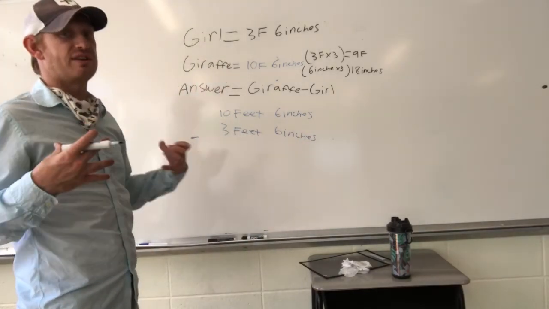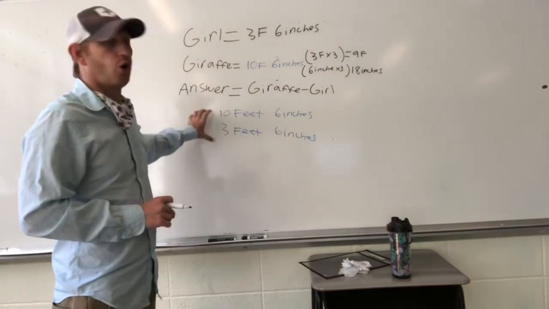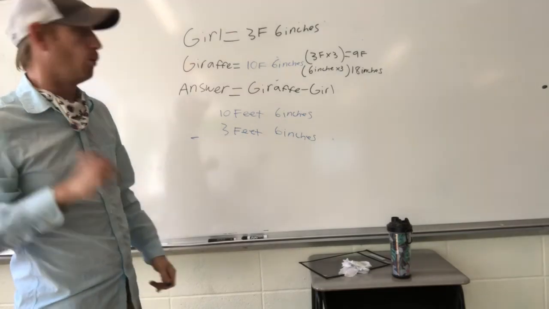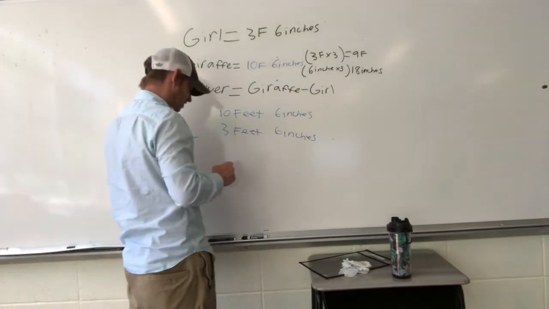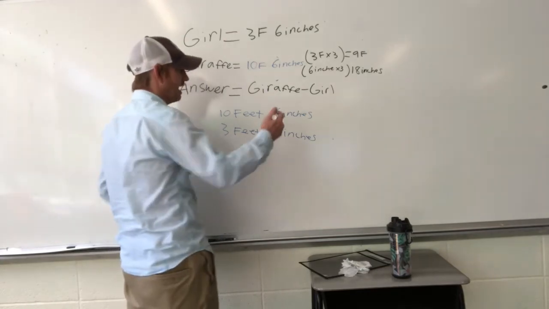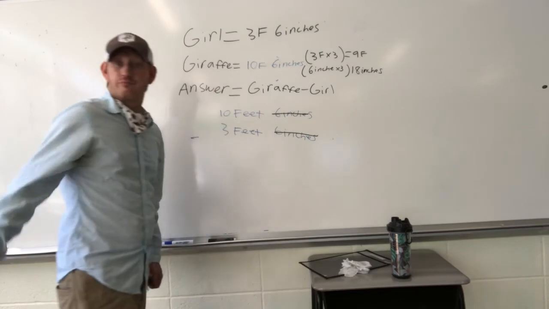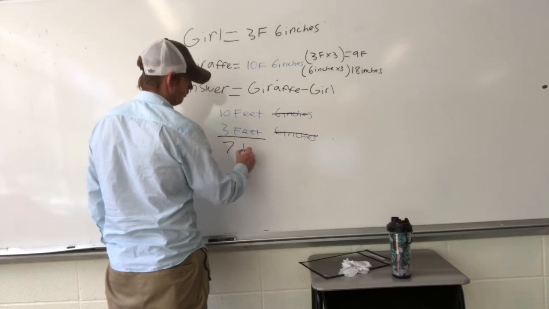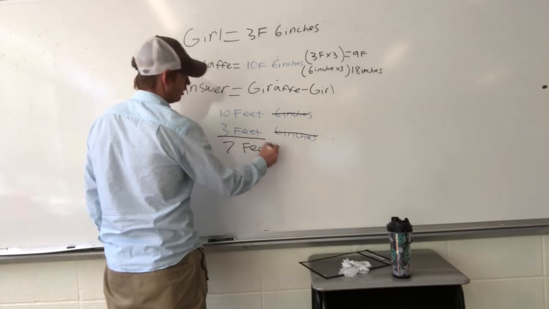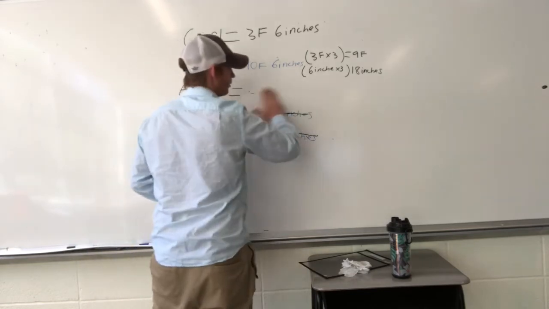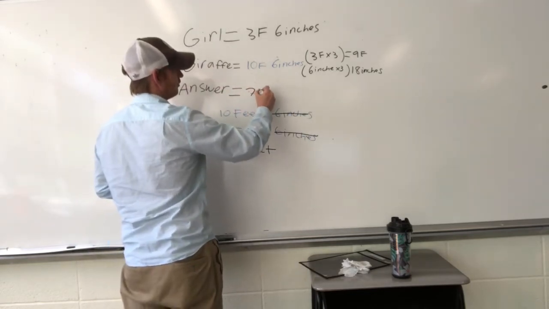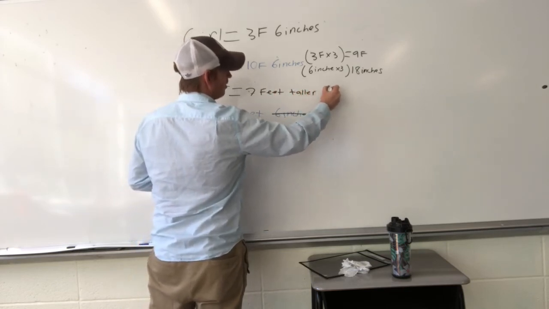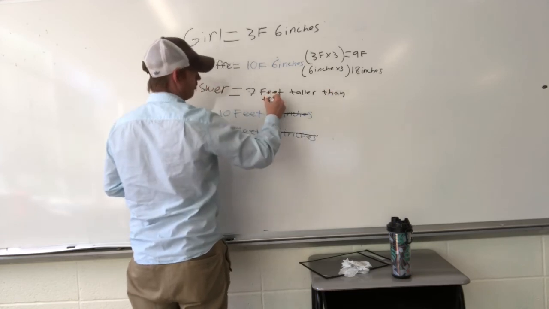If we wanted to expand this out and really be careful, we could convert the whole thing into inches and then subtract through, but I'm noticing something right away. 6 inches and 6 inches will cancel each other out. So then I just have 10 minus 3, that's equal to 7 feet. So the giraffe is 7 feet taller than the girl.